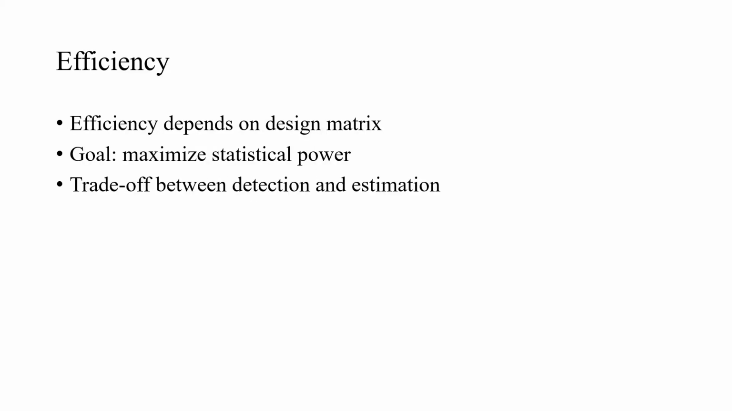Both of these are more efficient, and the efficiency of an fMRI design depends on the design matrix. The goal is to achieve maximal statistical power, and there is obviously a trade-off between detection of activity and estimation of the neural activity.